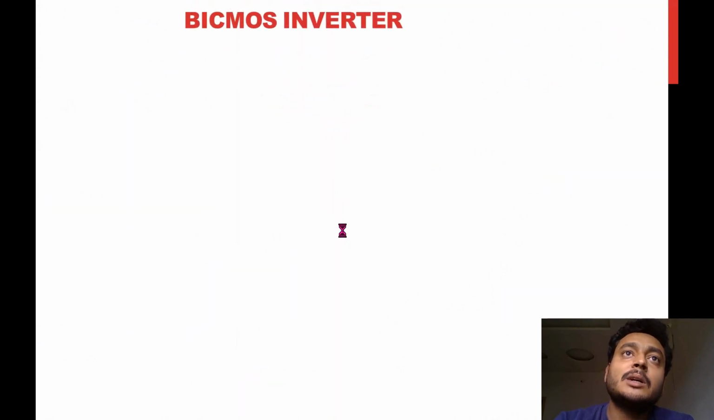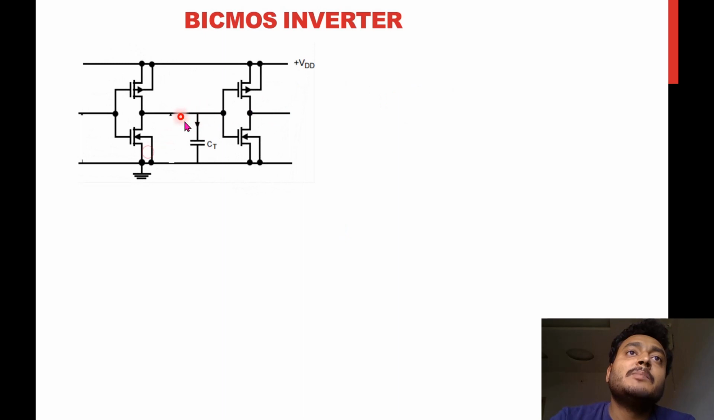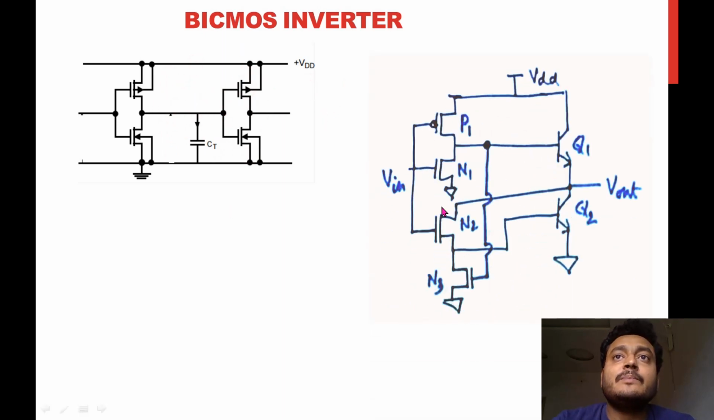But in the cascaded CMOS inverter, this particular capacitance will be doubled because it is driving two transistors, so two gate capacitances will be there. Obviously two gate capacitances means the capacitance is large compared to the previous NMOS inverter. So the delay will again increase, and to overcome these two things, we'll go for the BiCMOS inverter.